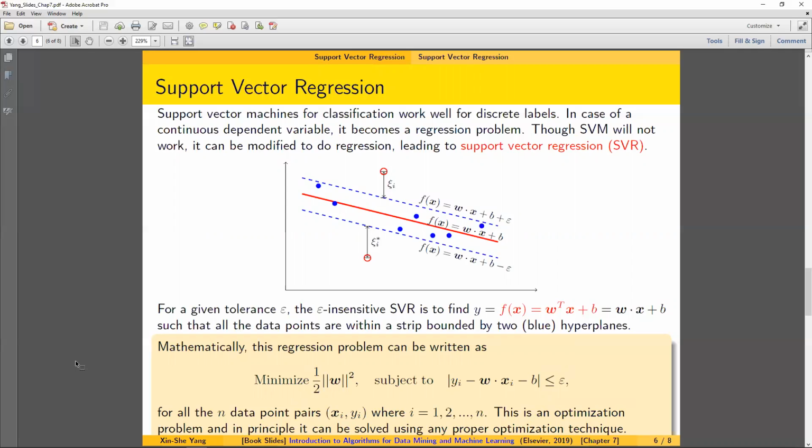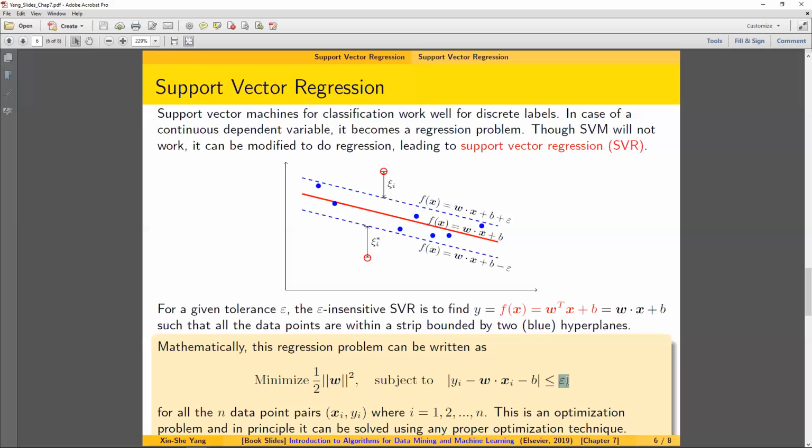So for a given tolerance epsilon, the epsilon-insensitive support vector machine is to find y equal to f(x), where f(x) is w dot product x plus b, such that all the data points are within a strip bounded by two blue hyperplanes. Similarly to support vector machine, we're trying to minimize half of the w norm squared, subject to y minus w dot x_i minus b less than or equal to epsilon.